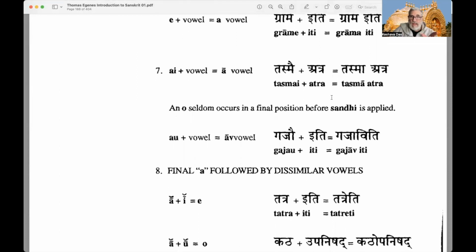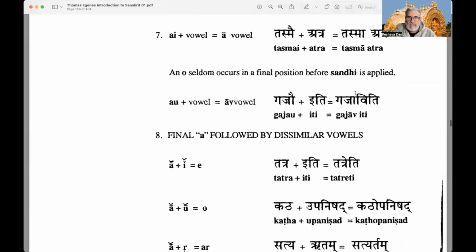Okay. Now we have AI, that is I plus any vowel. If there's any vowel coming after AI in the next word, it becomes long A plus that vowel. Here is an example: tasmai plus atra becomes tasma atra. Again, we're not going to do a secondary Sandhi and put the long A with the short A to make another long A. That would be confusing. Then we wouldn't know how to split it. We keep the Devanagari separate at this point, and we also keep the Roman separate.